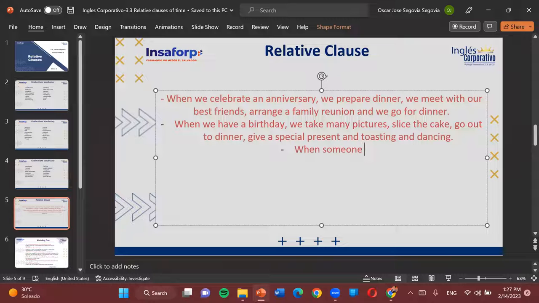someone has a wedding? When someone has a wedding, ¿qué cosas hacen las personas normalmente cuando se casan? ¿Qué celebración o qué actividad es como de lo más común cuando alguien se casa? What do people do when they get married, when they have a wedding? Think about it.